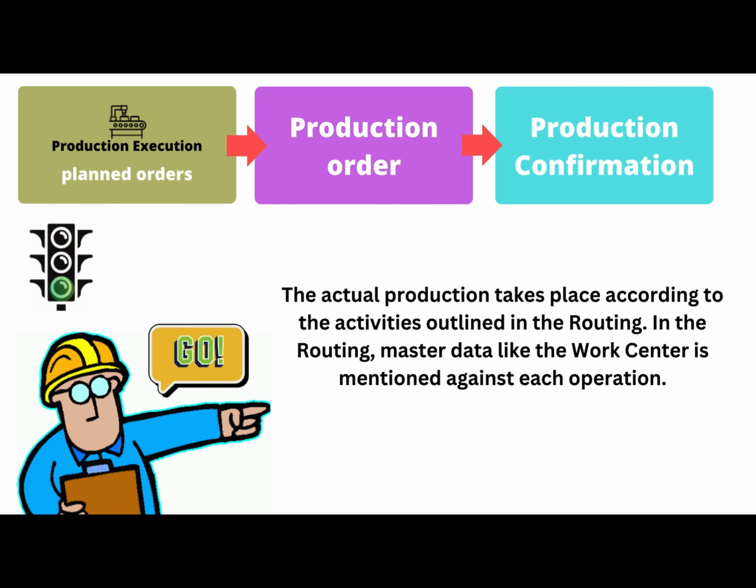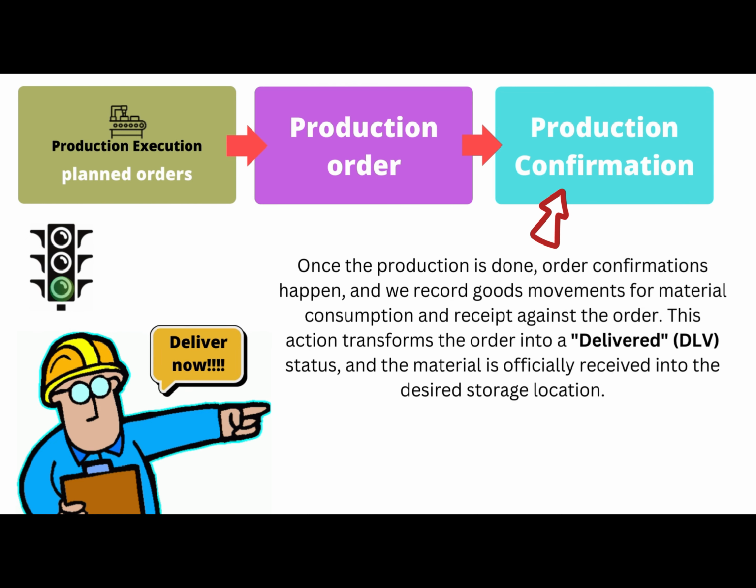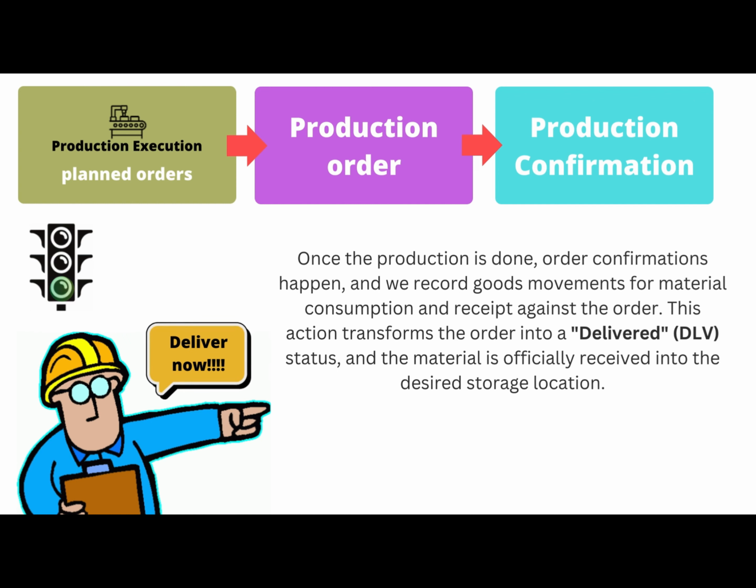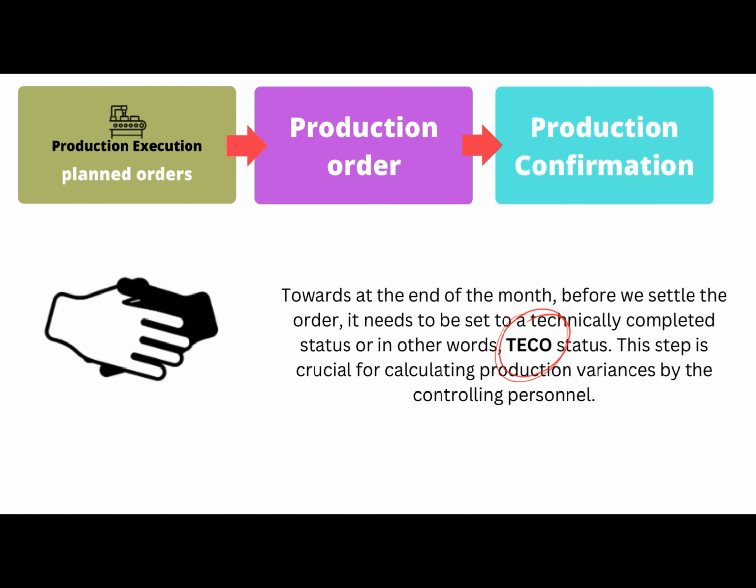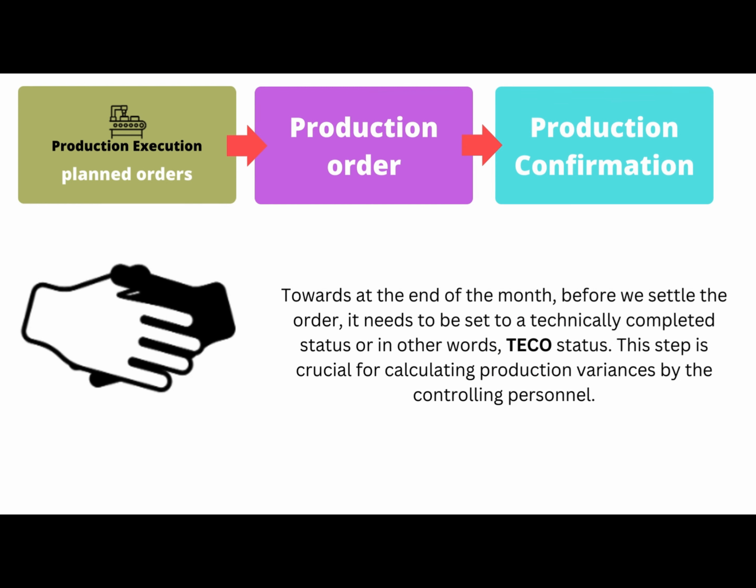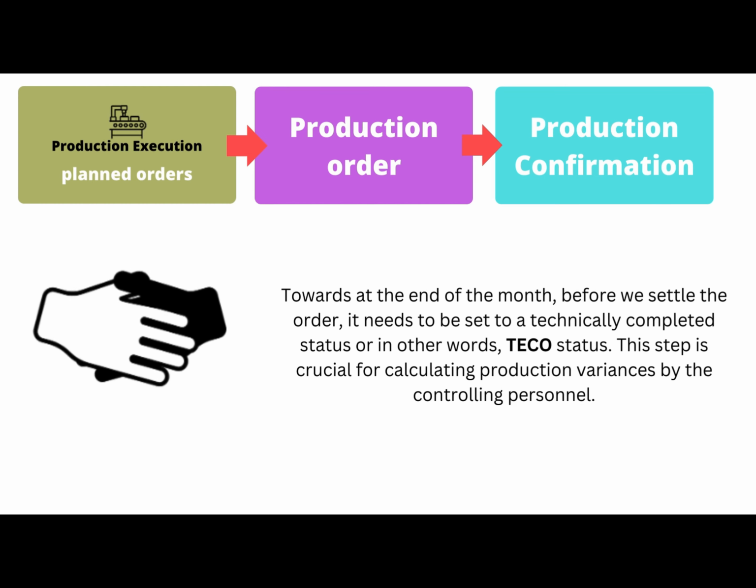Once the production is done, order confirmations happen, and we record goods movements for material consumption and receipt against the order. This action transforms the order into a delivered, DLV, status, and the material is officially received into the desired storage location. Towards the end of the month, before we settle the order, it needs to be set to a technically completed status, or in other words, TECO status. This step is crucial for calculating production variances by the controlling personnel.